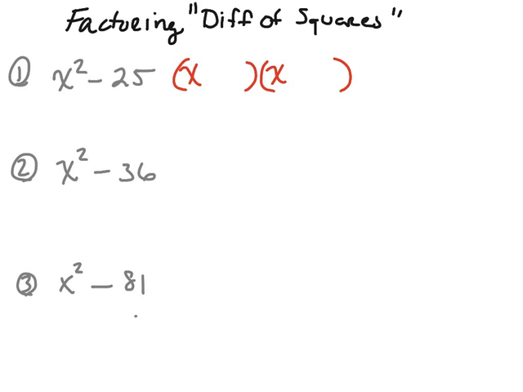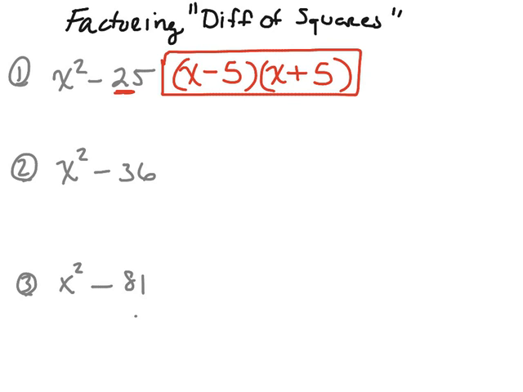The next thing we're going to do is take a look at that 25. What we want to know is what is the square root of 25. The square root of 25 is 5. So we're going to put that 5 here, and we're also going to put that 5 here. Now, in order to get an x squared minus 25, when we multiply these two binomials, one is going to have to be a minus, and the other is going to have to be a plus. Therefore, the factors of x squared minus 25 would be x minus 5 and x plus 5. These are the factors of x squared minus 25.